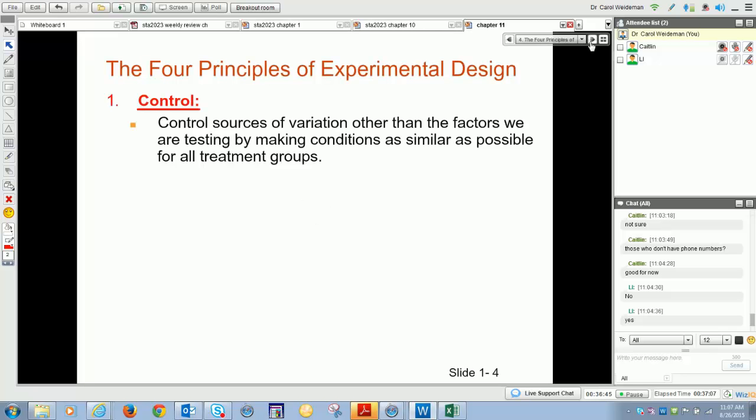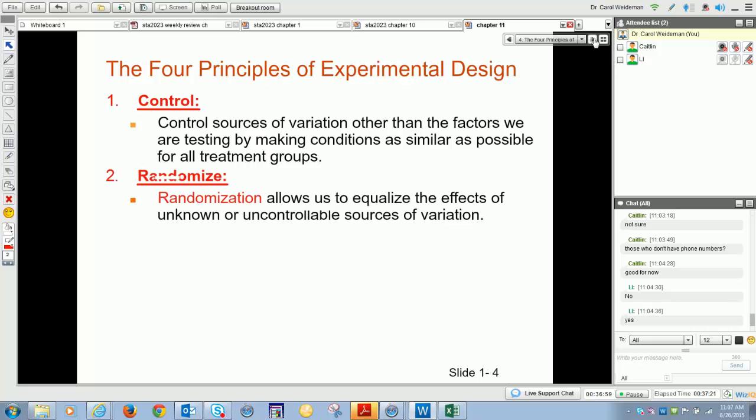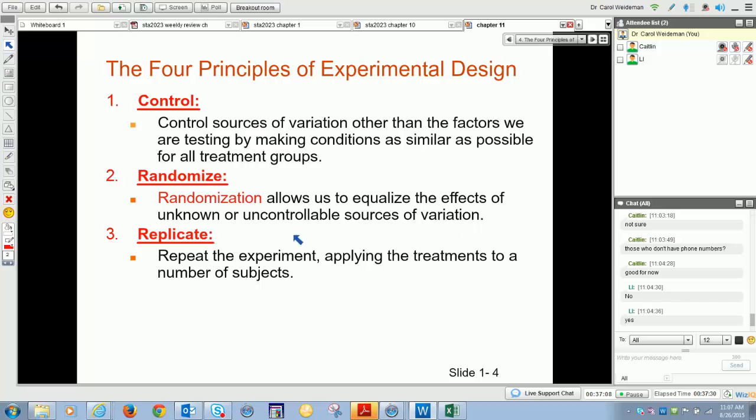There are 4 principles of experimental design in your book. Control. We want to control all the sources of variation other than what we're studying, so that we can be sure that what we see at the end of the study was caused by the treatments. And then randomization. Again, this allows us to equalize effects of other things that we don't even know about. That's why it's important that we randomly assign the treatments to the subjects. Replicate means you have a big enough sample size. So it might be that you do the study and then you repeat the study, or that you make sure you have enough subjects in your study.